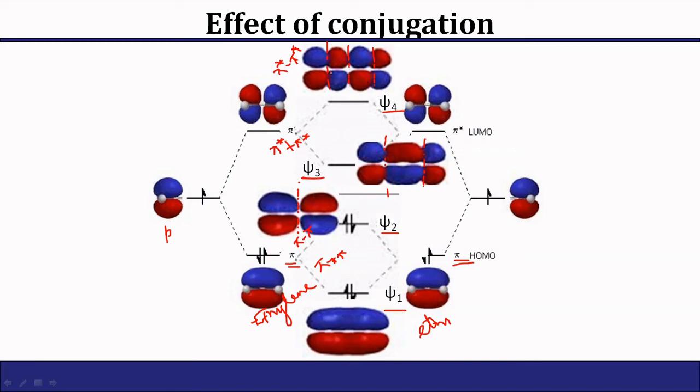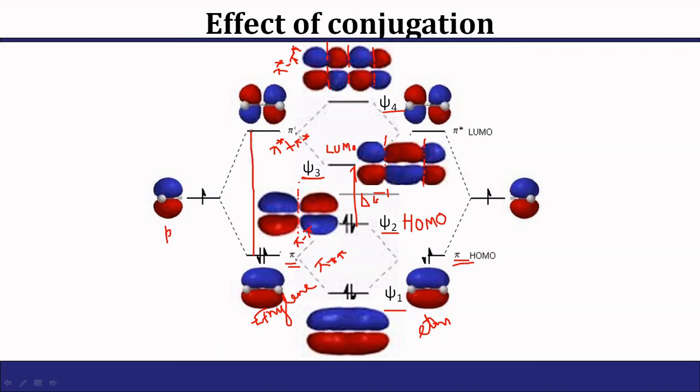Here each ethylene has 2 electrons, overall 4 electrons. After filling up the molecular orbitals, Xi1 and Xi2, the HOMO is Xi2 level. So Xi2 is the HOMO, highest occupied molecular orbital. When we irradiate 1,3-butadiene with ultraviolet radiation, excitation happens from HOMO to LUMO. So the transition occurs from Xi2 to Xi3. The energy required for this transition is delta E.